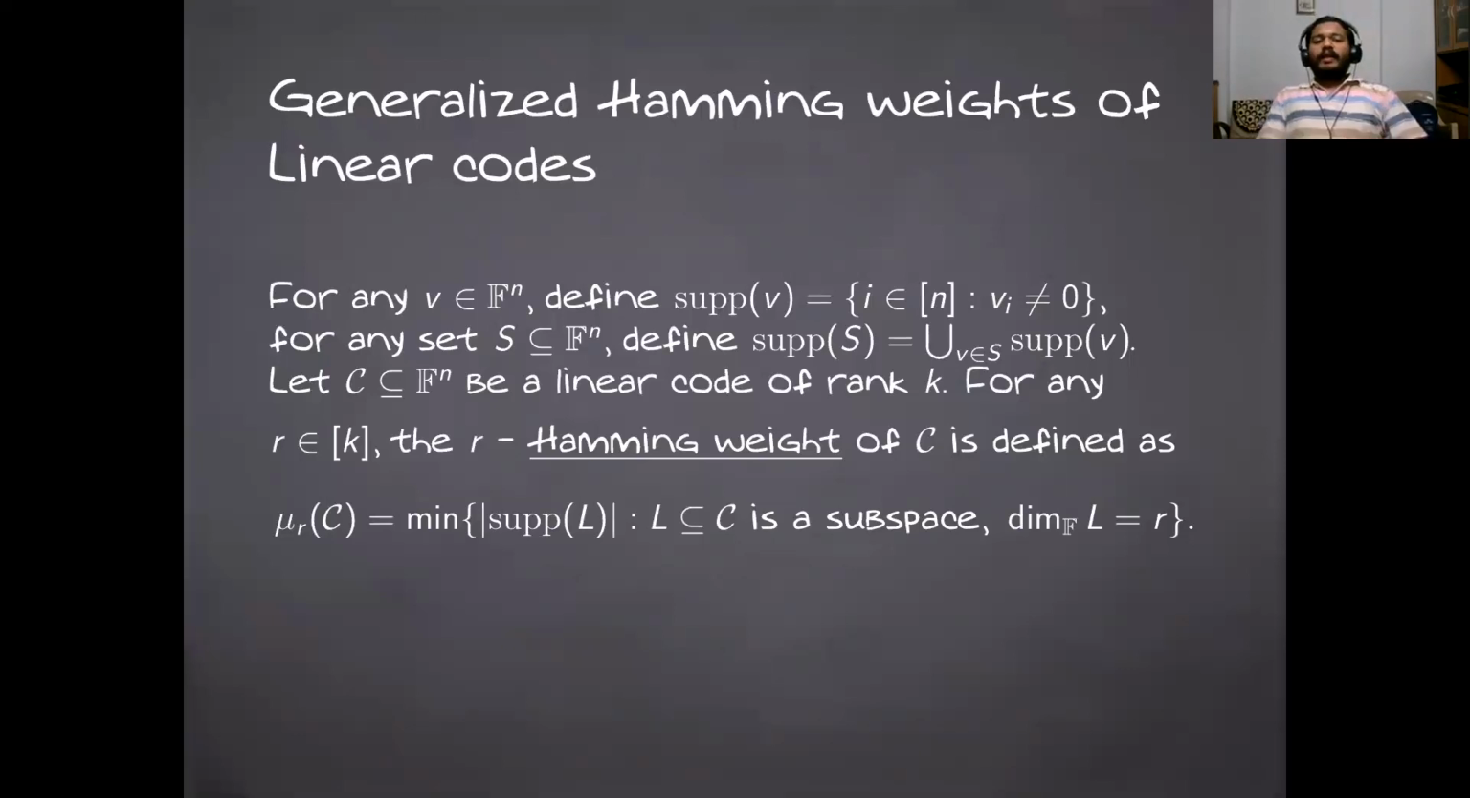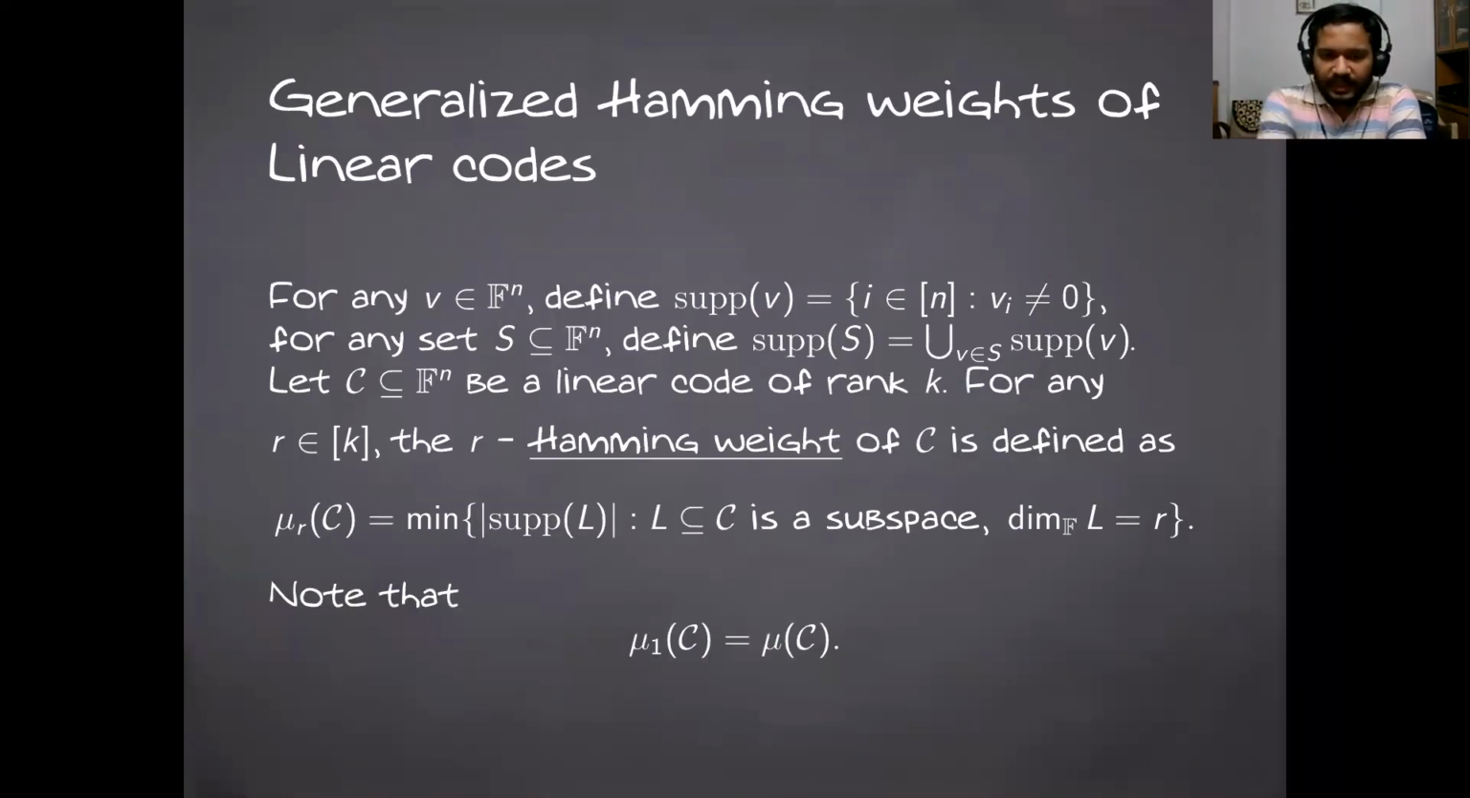Now let's start with an arbitrary linear code, not a polynomial evaluation code, just an arbitrary linear code of rank k. Now we look at subspaces of this code. Since the dimension of this code is k, we can look at subspaces with dimensions ranging from 1 to k. And we define the rth Hamming weight of this linear code as follows: the smallest support size of any subspace having dimension r.